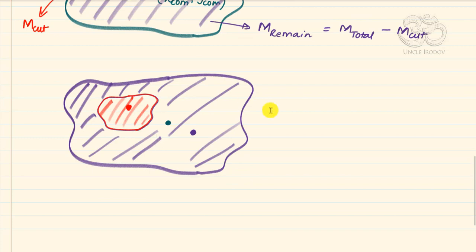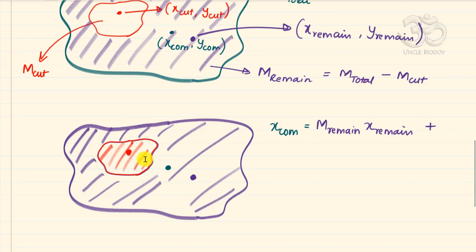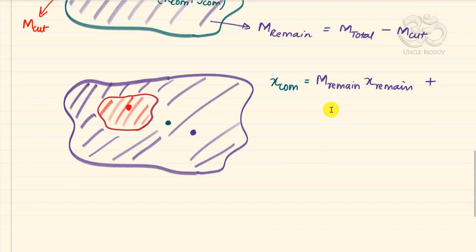Now what I can say is that x center of mass should be m remaining, x remaining, plus, for the red part, m cut and x cut. So you are going to have m cut, x cut, divided by m remaining plus m cut.